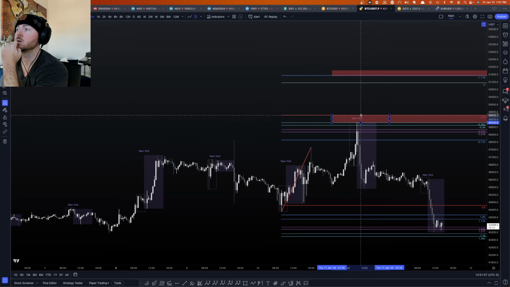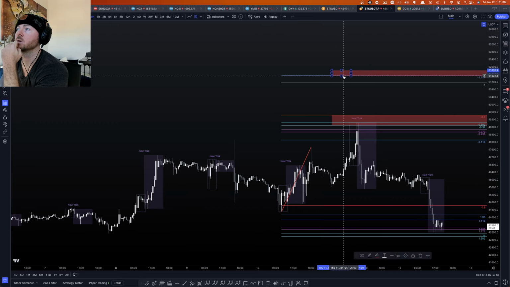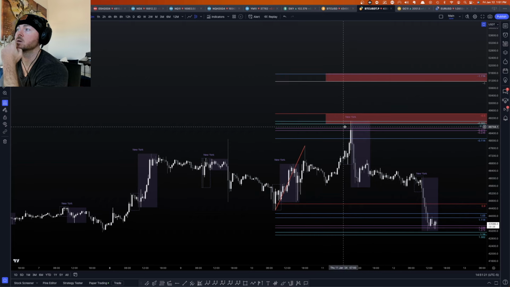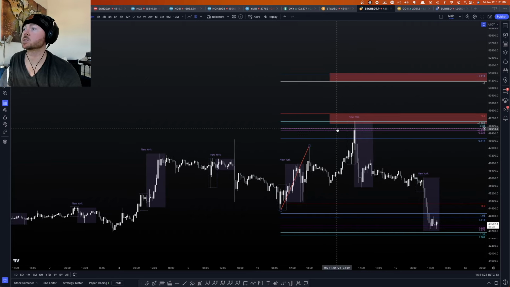So basically what I did is I just moved it up there and then down there, and then this one I just moved like that. So yeah, that's how I was looking for those areas.